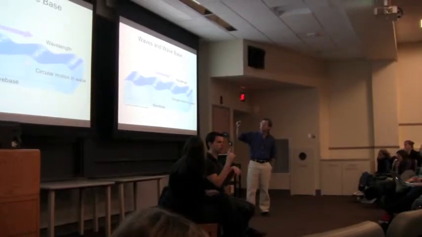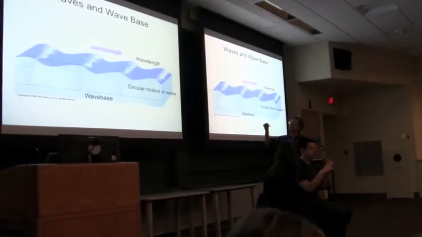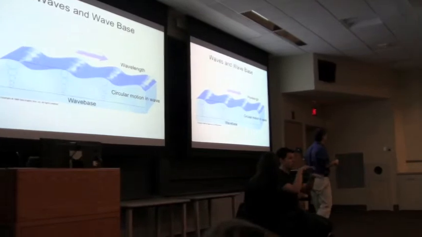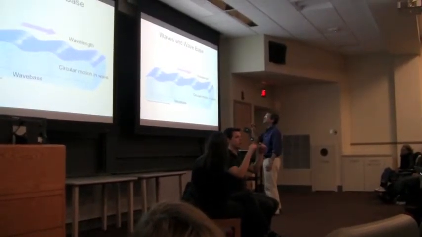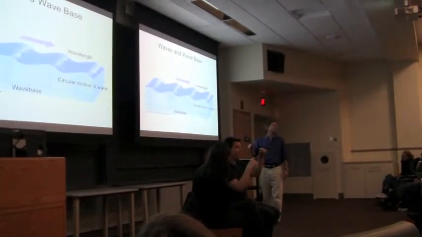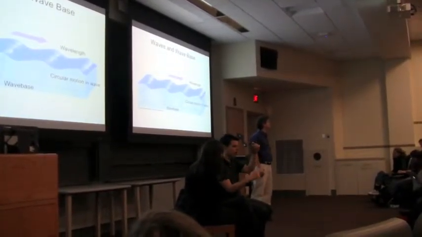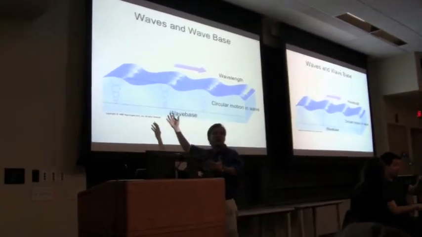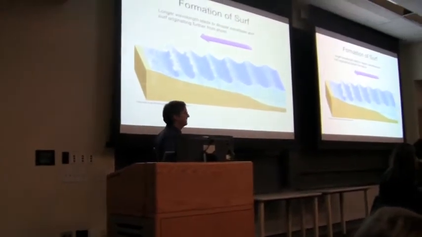As you go further down in the water, away from the energy of the wave, that circular motion gets smaller and smaller, eventually to a point where you reach what is called wave base, and that's the point below which there's no more motion. There's no motion at all. Now that's a wave that's out in the sea, where it's not impacting and landing on the shore yet.